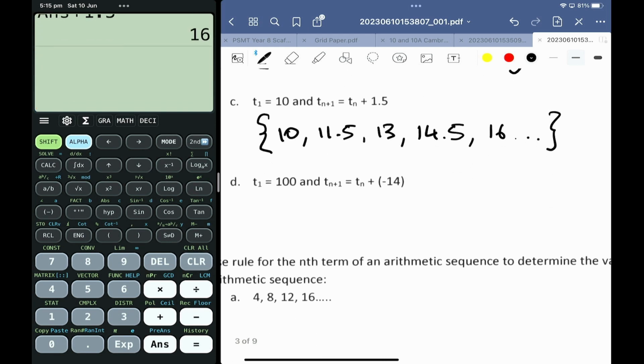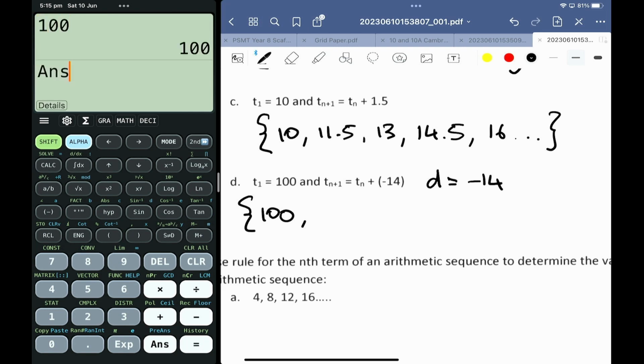All right, question D. D starts with 100 as my first term, and it tells me to add on -14 each time. We could also say that the difference is -14. So that is 100, press equals, press answer, take away 14, gives me 86, then 72, hit equals again, 58, then 44, and I'm done.